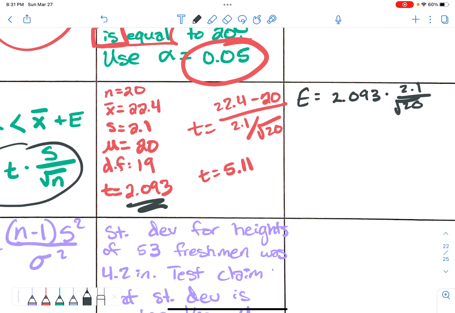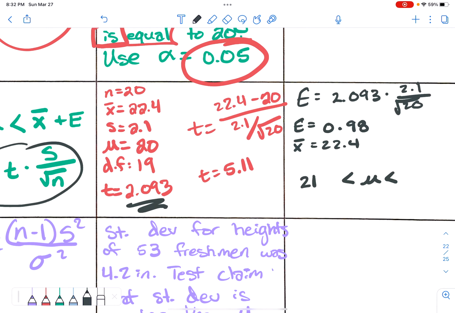Okay, 2.093 times 2.1. I got 0.98 for an error. And again, we're adding and subtracting that to x bar, which is 22.4. If I do that, I get 21.42, let's say. If I add it, I get 23.38.